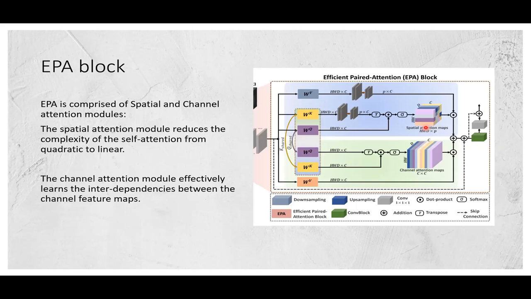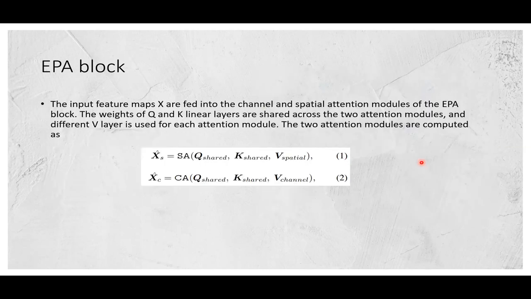In the EPA block, EPA is comprised of a spatial and channel attention module. The spatial attention module reduces the complexity of the self-attention from quadratic to linear, as I mentioned previously, and the channel attention module effectively learns the interdependencies between the channel feature maps, and I will elaborate on it next.